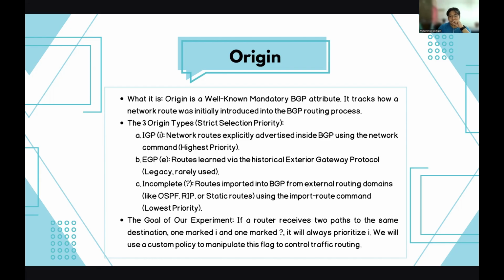It marks a route that was redistributed or imported into BGP from an external source, such as a direct interface or static routes. The goal of our experiment is, if a router receives two paths to the same destination, one marked as I and one marked as a question mark, it will always prioritize I over the question mark. So we will use a custom policy to manipulate this flag to control traffic routing. Next.